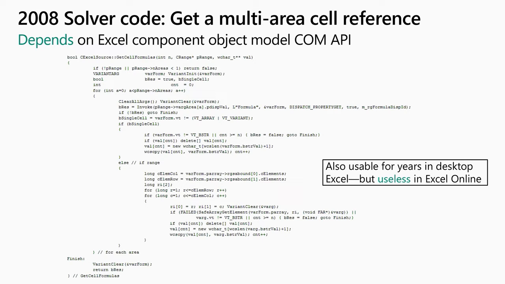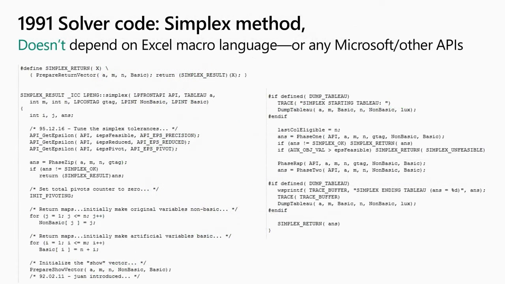On the other hand, let's look at this code, which is from even earlier, 1991. This is actually the top level. It completes the function call, but calls a bunch of major functions like phase 1 and phase 2. But this is the original code for the simplex method for linear programming that was in the Excel solver, way back.